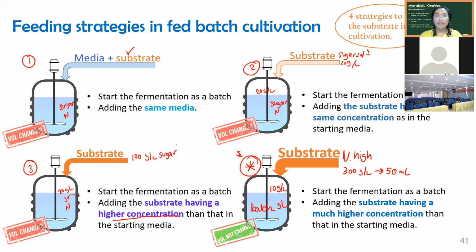So these 4 feeding strategies are a little bit different, but it's the same principle that you start off with the batch fermentation. The volume depends on how you design your experiment. And you only add things in, you don't take anything out. And you only harvest it at the end of the fermentation. So that's why it is called a fed batch fermentation.